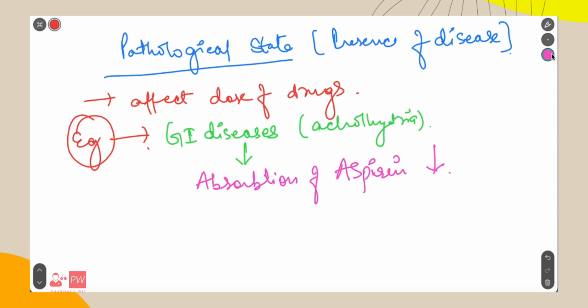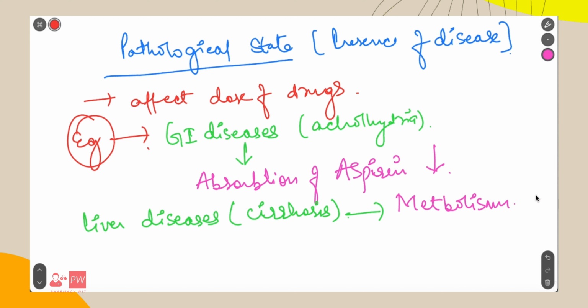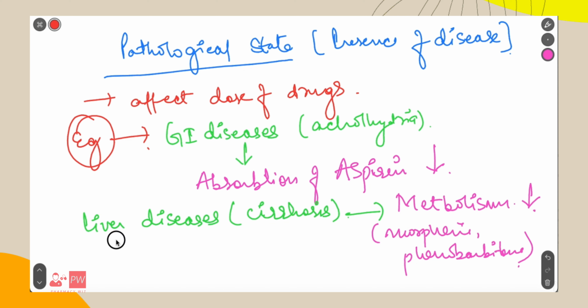Another example is liver diseases, like liver cirrhosis. In this, the metabolism of some drugs is reduced. Drug examples are morphine, phenobarbital, etc. In this condition, the metabolism of these drugs is decreased.